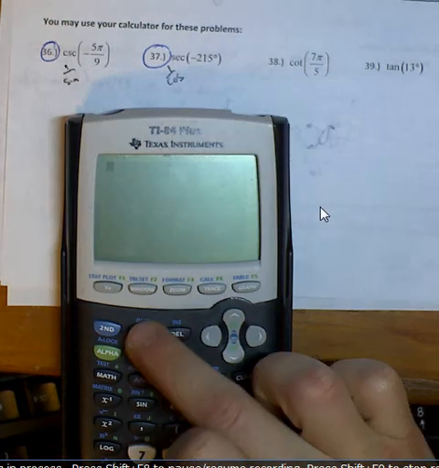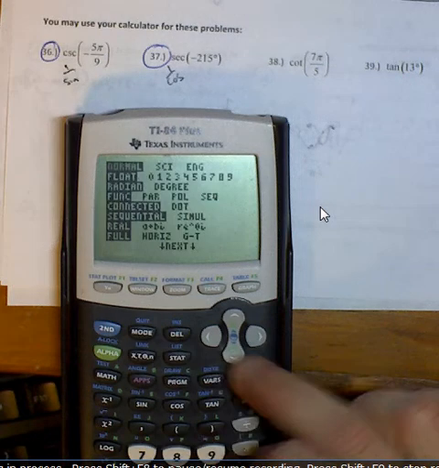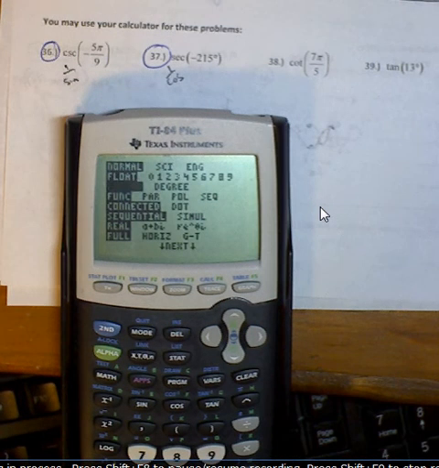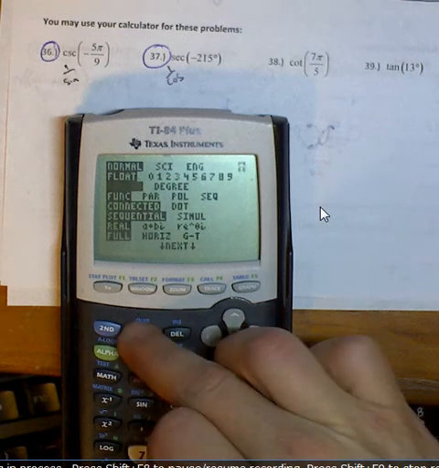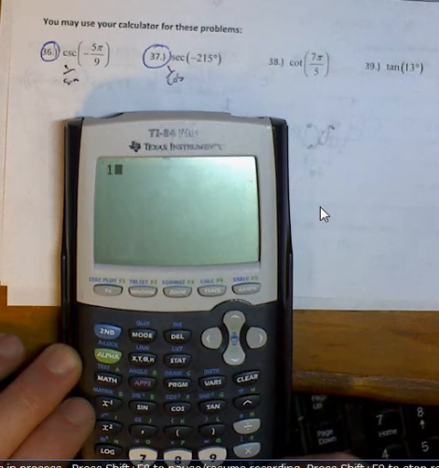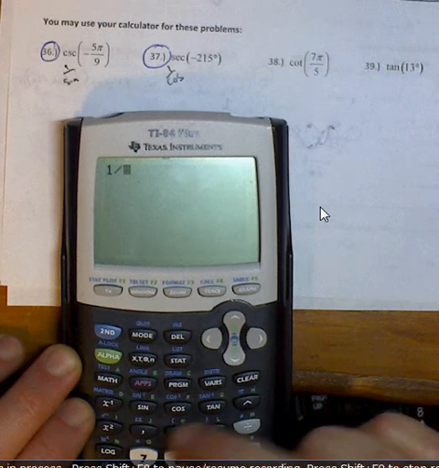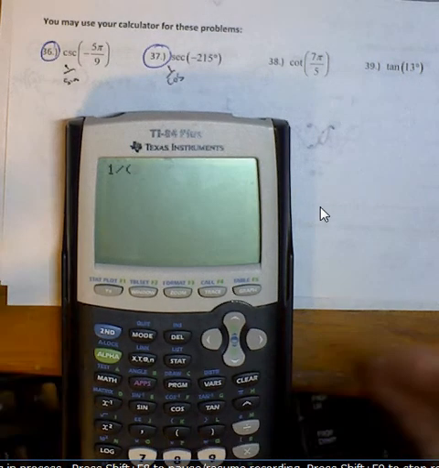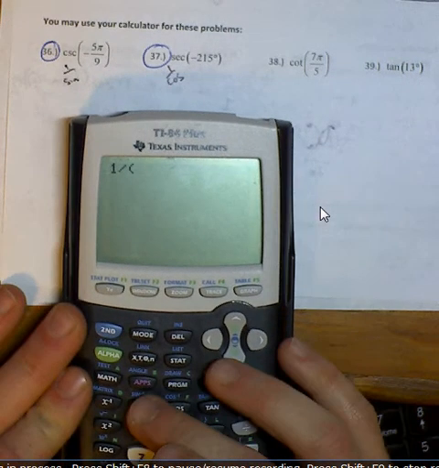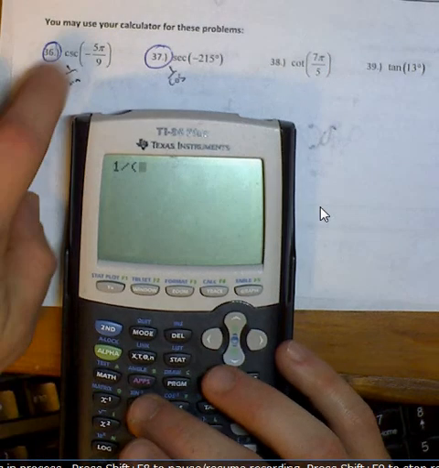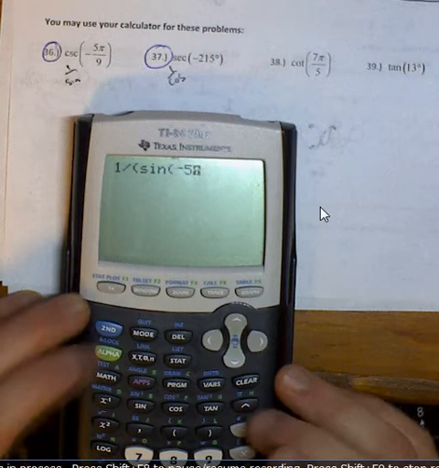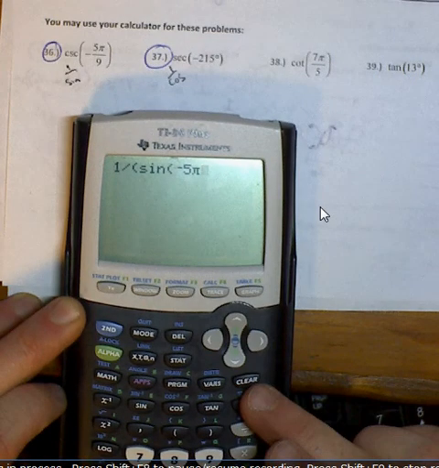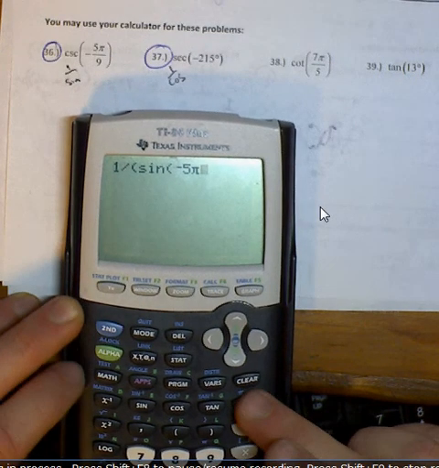So the first thing you want to do is go to mode on your calculator. You can see right now my calculator is currently in radians, so that's fine. I'll go ahead and do number 36 since it's in radians. I want to type in 1 divided by, and then open parentheses so that I can put my whole denominator together. I want to do 1 over the sine of negative 5 pi over 9. So sine negative 5 pi is right up here. You have to hit the second button and then pi over 9.